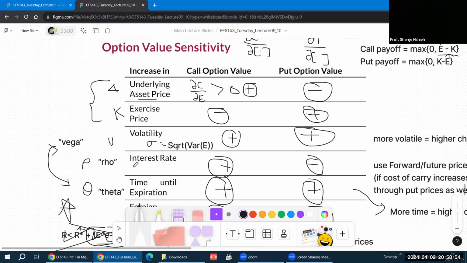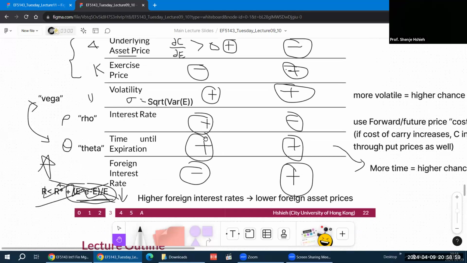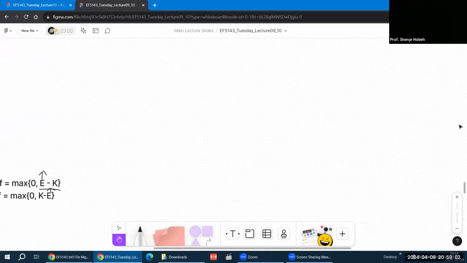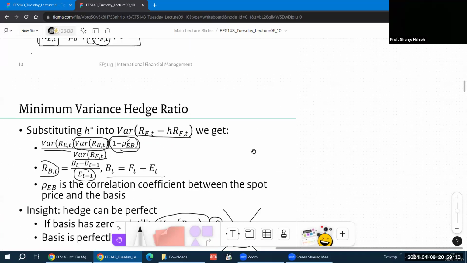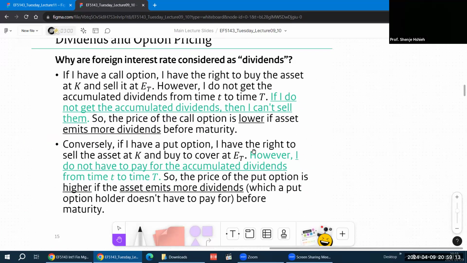I hope that's clear. Sorry about that ambiguity. Let me see if I wrote something here that might emphasize my takeaway. Yes, I think that's what I said. If you think about foreign interest rates as dividends, from the call option's perspective, the accumulated dividends are not sold to the counterparty, and so the price of the call option is lower if more of those dividends are emitted before delivery.